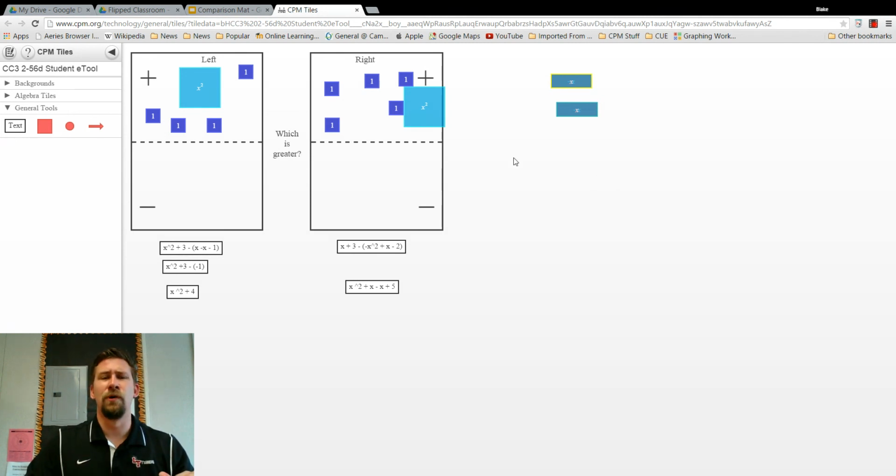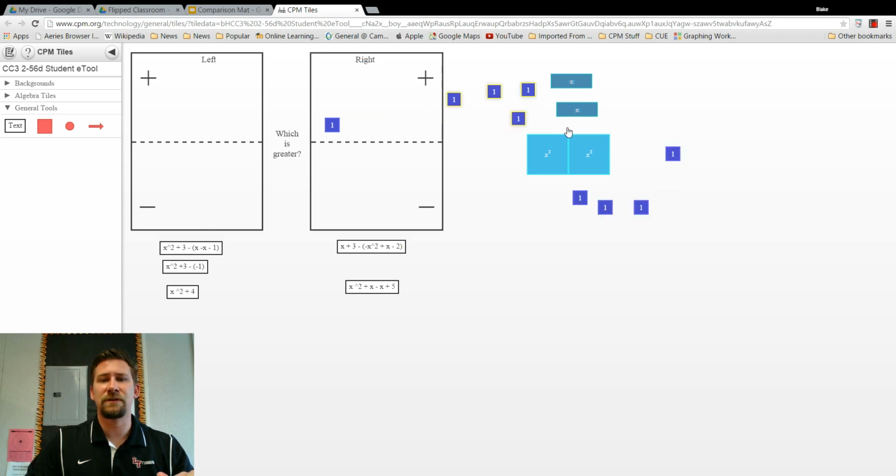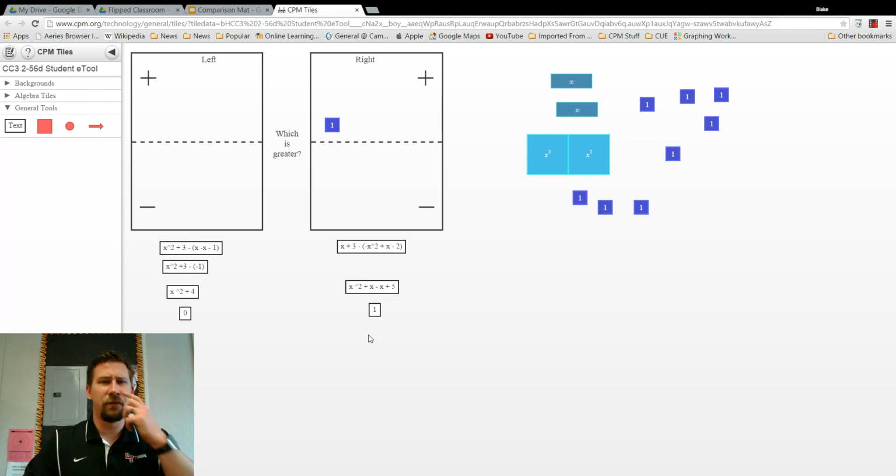And I move to my third rule, which is if I have the same thing on both sides, I can remove that as well. So I have an x squared on both sides, which can be removed. And then I have 4 positives on this side and 4 positives on this side, which can be removed, which leaves me with 0 and 1. So this is my final step, 0 and 1, and I answer the question, which is greater? And you should notice that the right side is greater. So again, we started with this ugly term, and we simplified to create the right side is greater.